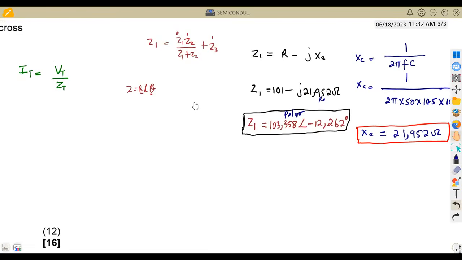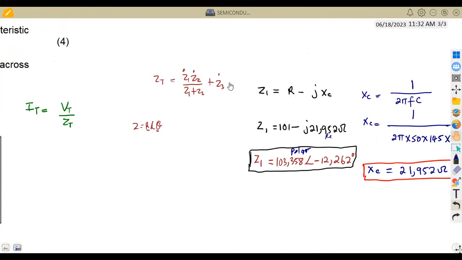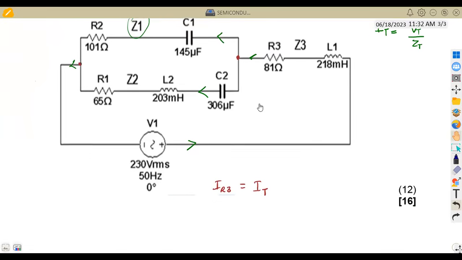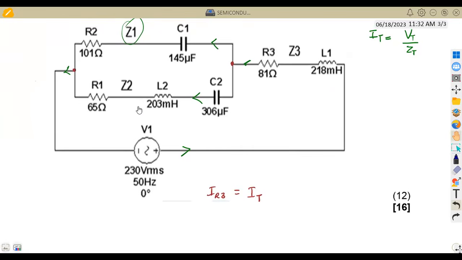So remember, like I said, we need Z1, Z2, and Z3. So we are going to move on to Z2. Let us analyze what is happening on Z2. On Z2, we are given this time an inductor, a capacitor, and a resistor. So we've got an RLC circuit.